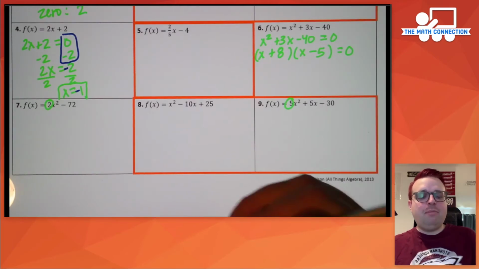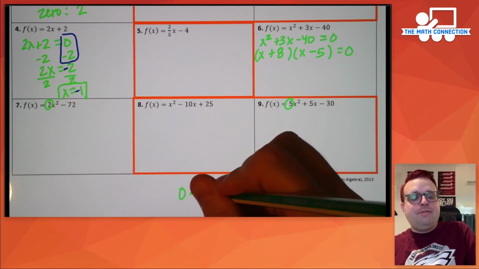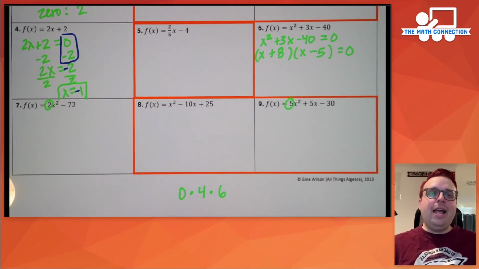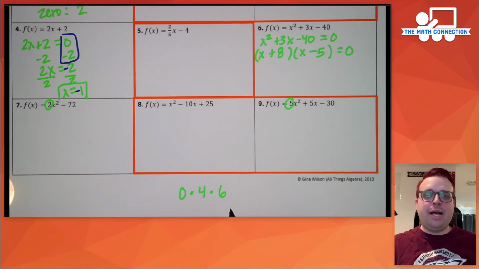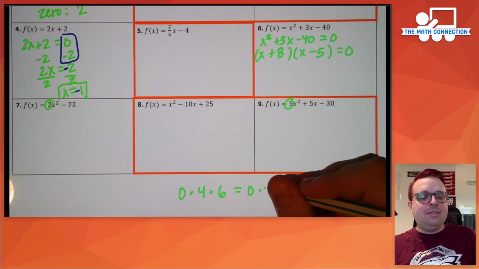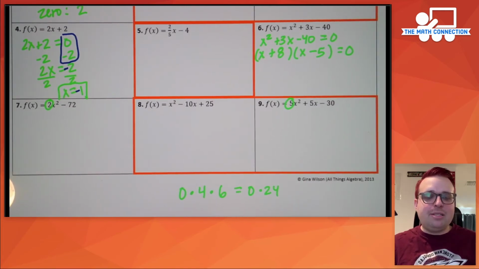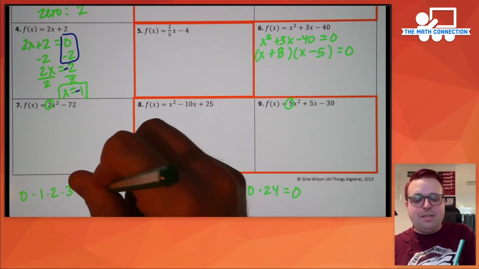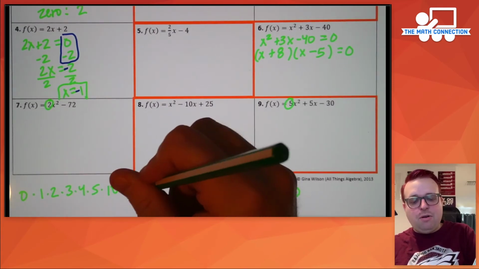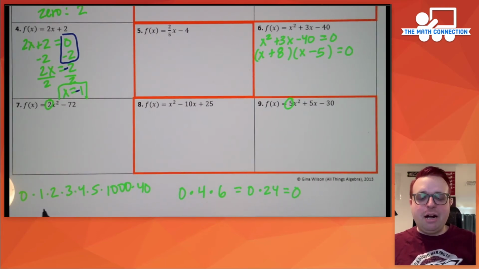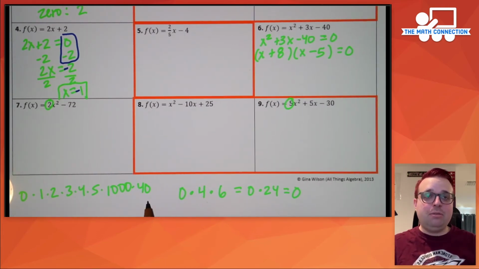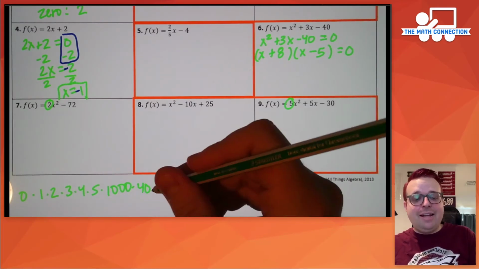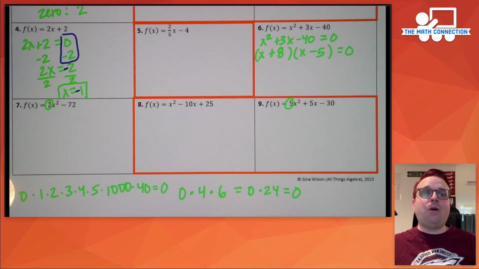Think about that in terms of numbers, right? If you had 0 times 4 times 6, it doesn't matter what 6 and 4 multiply to. It doesn't matter that this is 24, because even if you were to solve that, you still have 0. And because 0 is a factor, the answer is going to be 0 no matter what. You can have 0 times 1 times 2 times 3 times 4 times 5 times 1,000 times 40. It doesn't matter how many other things are in there. If all these things are being multiplied and there's a 0 in there, the answer is going to be 0. That's what the zero product property says.